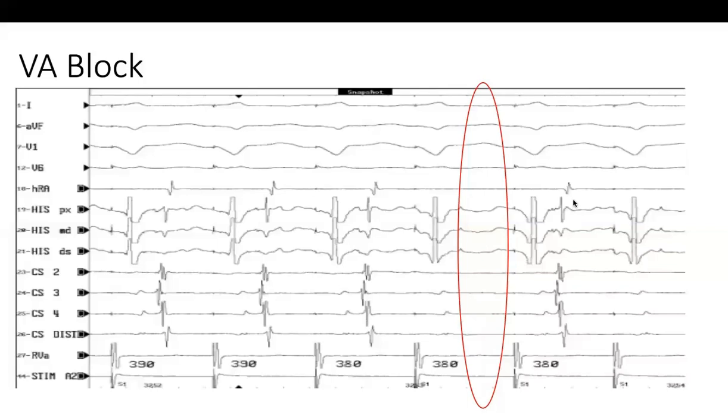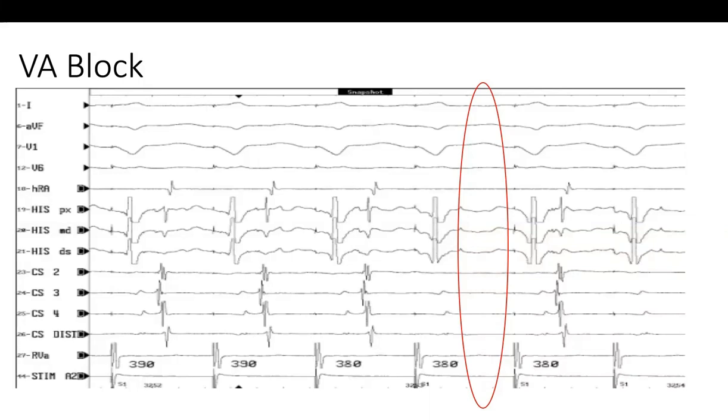Now, let me ask you a question. Do you think that the VA duration here is the same as the VA duration here? After the block, it's shorter. This is shorter than this one. So what does this tell me? This could be type 1 and Mobitz type 2. Oh, no, we don't call it Mobitz type 1 or 2 in the retrograde.